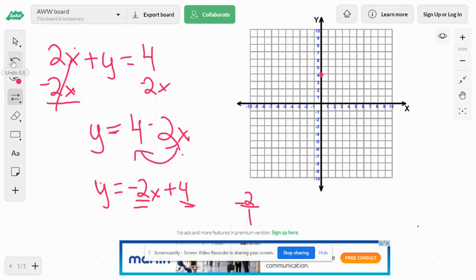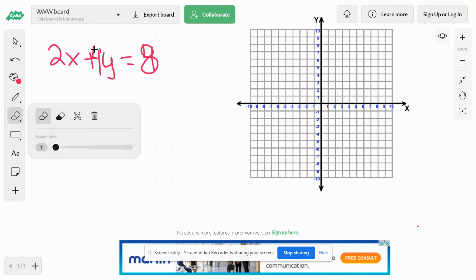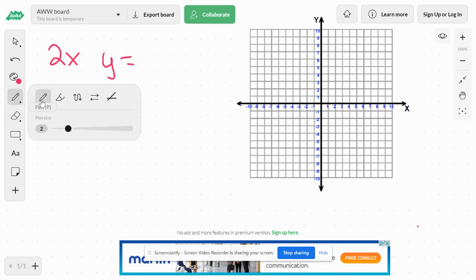New equation. Well, I'm going to change it up slightly. Let's say this was 2x plus, I forgot to turn off the line tool. 2x plus 4y equals 8. That's a little sloppy. 2x plus 4y equals 8.